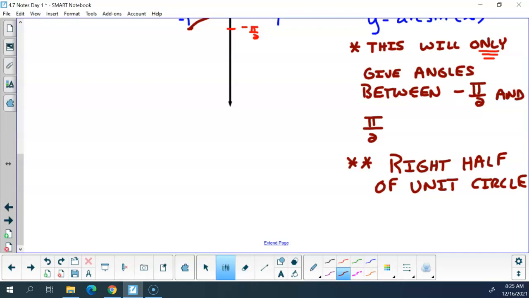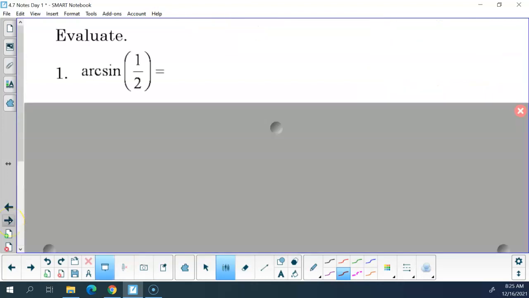Okay? Because if I pull up our unit circle here on the sideboard, negative pi over 2 is down here. Positive pi over 2 is up here. So inverse sine, arc sine, only lives over here on the right half of the unit circle. Okay? Let's try something.